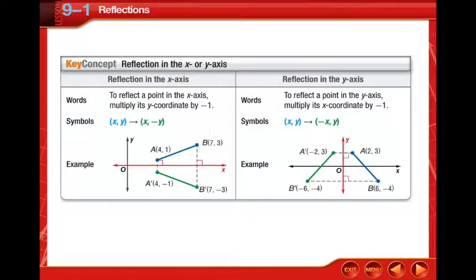So reflecting in the x or y axis, when you're reflecting across the x-axis, you're just going to change the sign of the y value, right? Because it's going down or up, it's going to change the sign of it. If you're reflecting across the y, it's the opposite, right? So whatever you're reflecting across, the opposite coordinate changes sign. So reflecting across the x, the y coordinate changes sign. Reflecting across the y, the x coordinate changes sign.